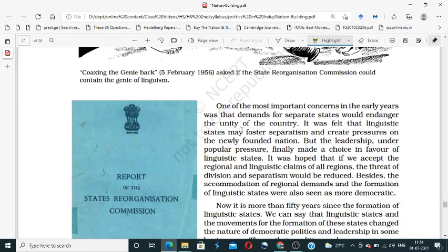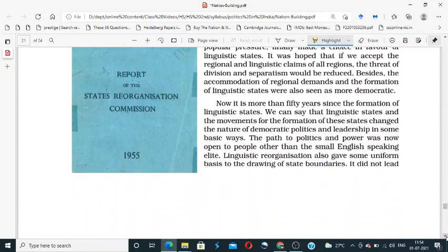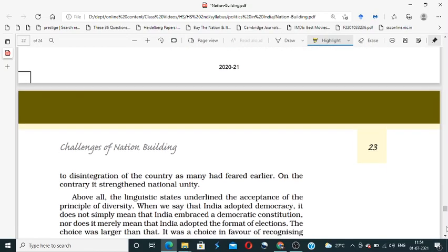One of the most important concerns in the early years was that the demand for a separate state would endanger the unity of the country. People initially thought that if new states keep being formed, this would endanger the unity of the country. But slowly it was realized that it is not so. Giving new states or new union territories is good for the administration of the country to some extent. Now we have almost 28 states, because recently Jammu and Kashmir was taken away of its status of state, so we come back to 28 states. It is more than 50 years, and we have seen many states come up based on language.